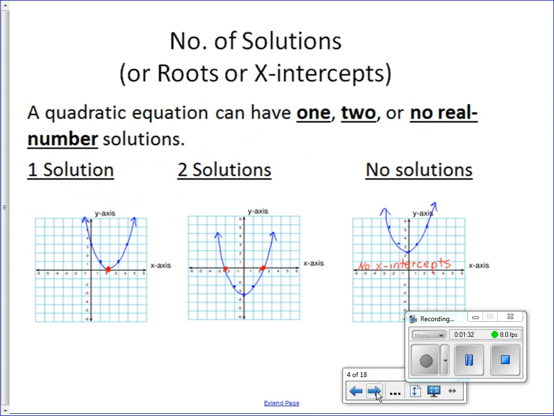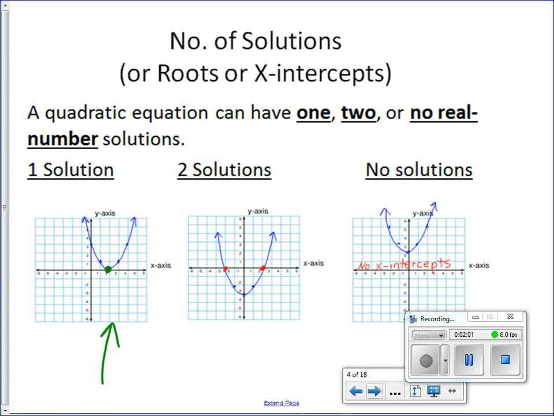All right, so here you can see we have three possibilities for our number of solutions. A quadratic equation can have 1, 2, or no real number solutions. So in this first graph, you can see that this parabola crosses the x-axis at one point. That's where we're going to have one solution.